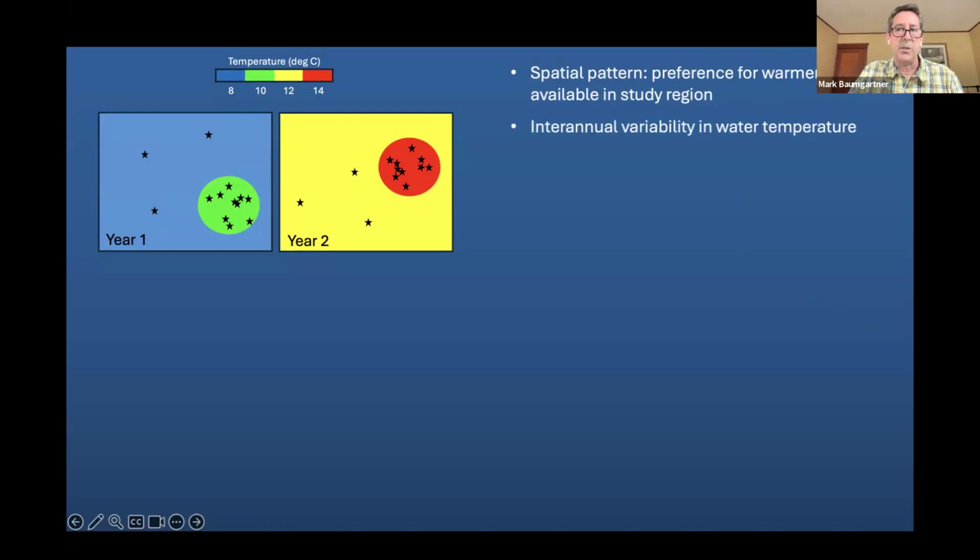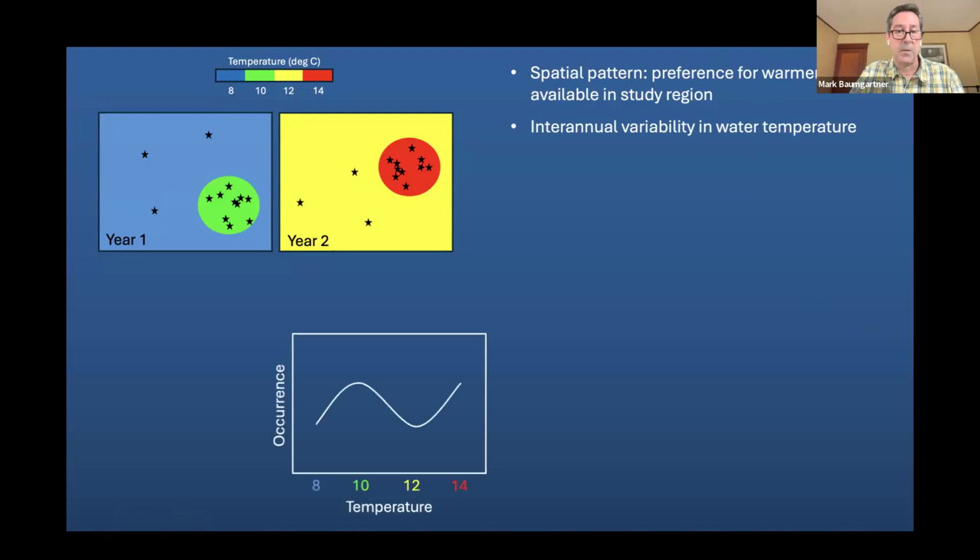Clearly, there's interannual variability in water temperature. In year 1, it's colder. In year 2, it's warmer. We need to be able to recognize this and deal with it. So if you just took this data and threw it into, say, a generalized additive model, you might come up with something like this. So I'm hoping you can see my cursor.